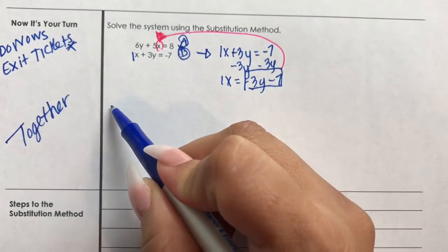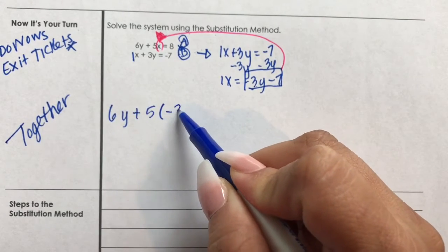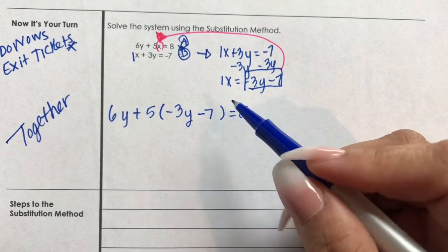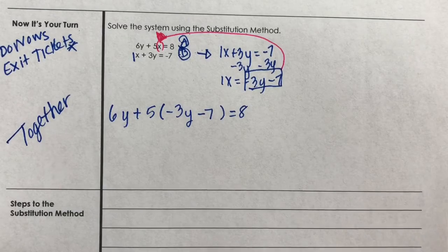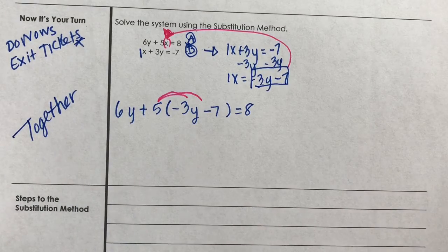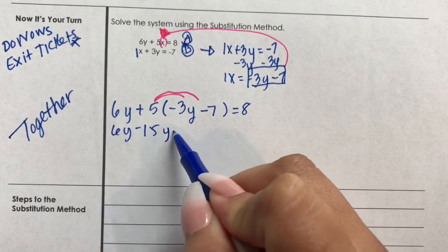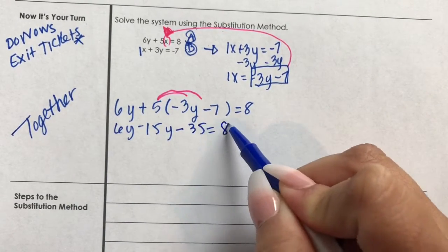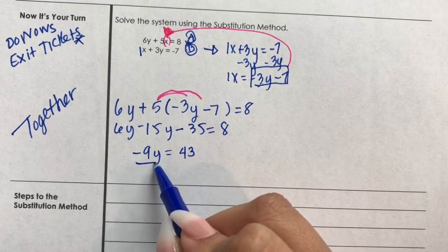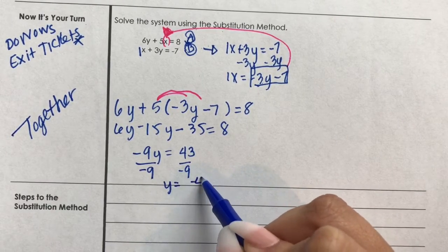We are going to take this entire expression and substitute it back all over here where the x is, and I want to put the x into parentheses. So we're substituting for x, and we're going to get everything in terms of y, excuse me. So you're going to say 6y plus 5, open parentheses, negative 3y minus 7, close parentheses, equals 8. You're going to say distribution. You're distributing the 5 into each term. From there, I'm going to get 6y minus 15y minus 35 equals 8. Collecting like terms, negative 9y equals 43. Divide both sides by negative 9 to solve for y on its own. Y equals negative 4.8.